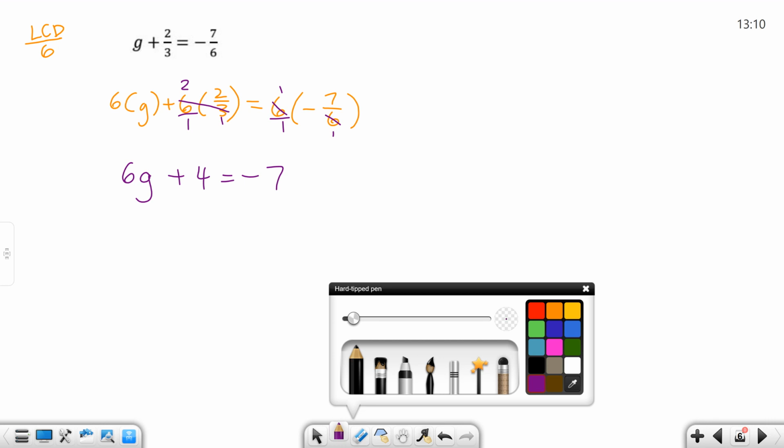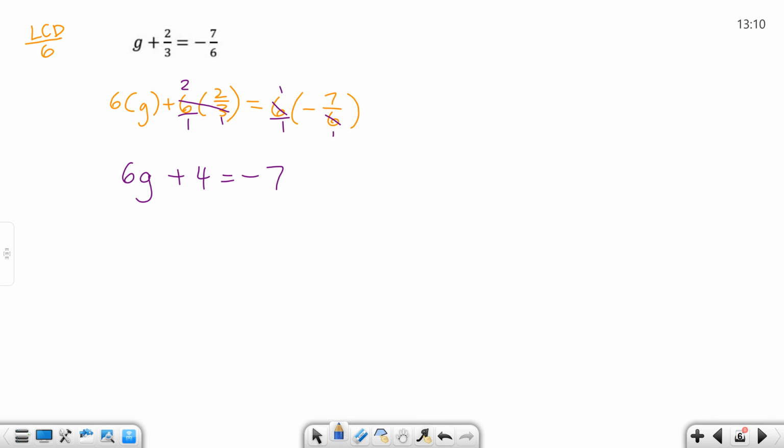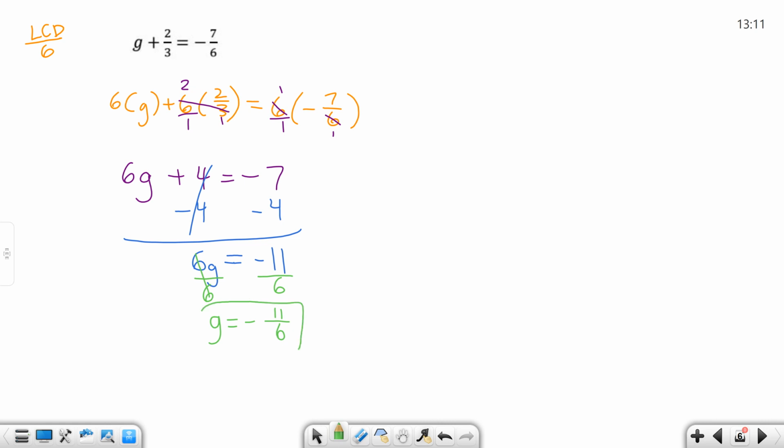And then I need to subtract 4 because the negative 7 is by itself. So 6G equals negative 11. And then what do I do? I divide both sides by 6. And I get G equals negative 11 over 6. G equals negative 11 over 6.